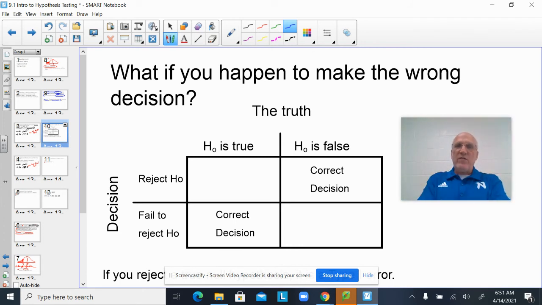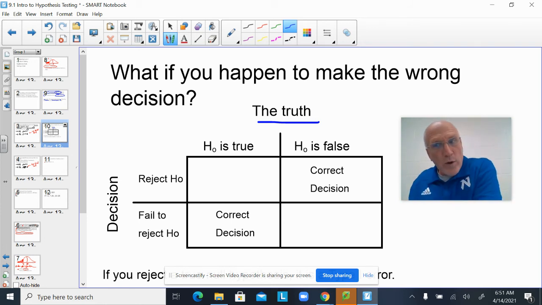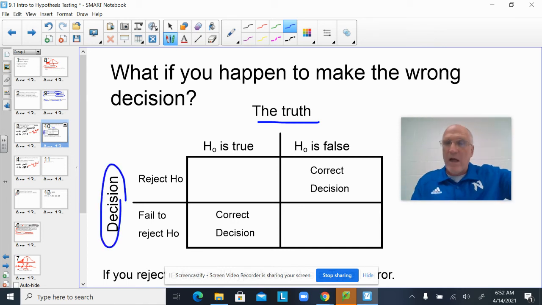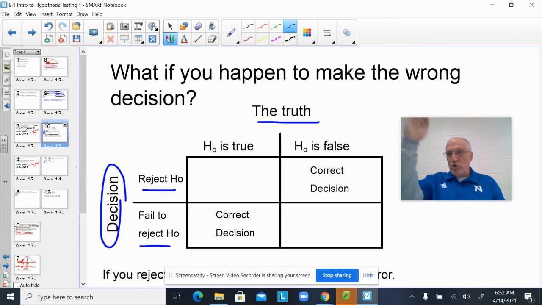So it says, what if you happen to make the wrong decision? The truth is either that the H0 is true or false. Like either I am an 80% free throw shooter or I'm not. We might not know whether it's true or false. One of those has to be the case. And then the decision that I make based on my hypothesis test is either to reject H0 or fail to reject H0. So I have four possibilities. Either it's true and I reject it, it's true and I fail to reject it, it's false and I reject it, or it's false and I fail to reject it.